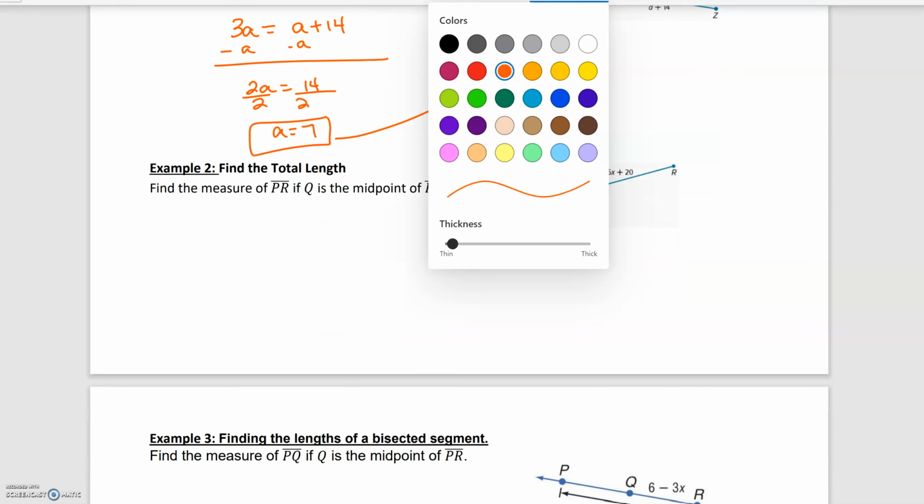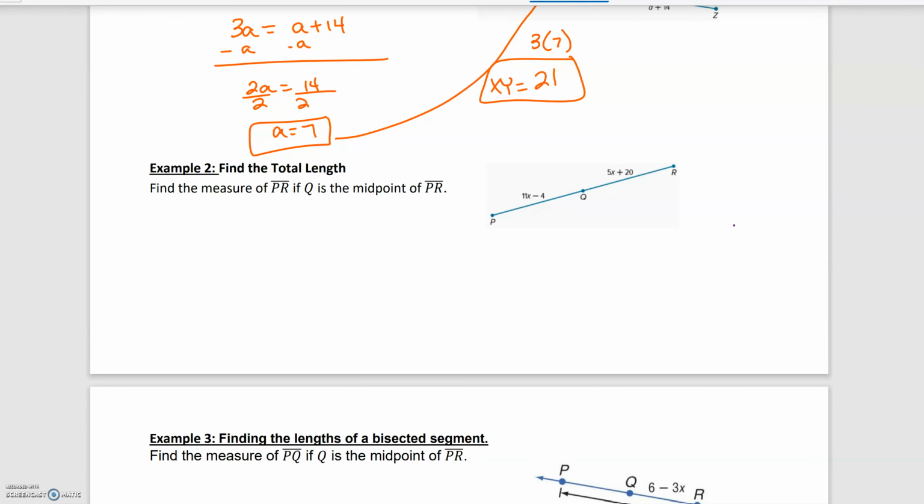All right. So this next one, I would like for you to try. If Q is the midpoint of PR, what does that mean for this left segment and this right segment? It is just like that last one, and you are going to plug your value for X back in to find PR, the entire length of that segment, once you get the value for X. So go ahead and try it, push pause, and then push play when you're ready to check.